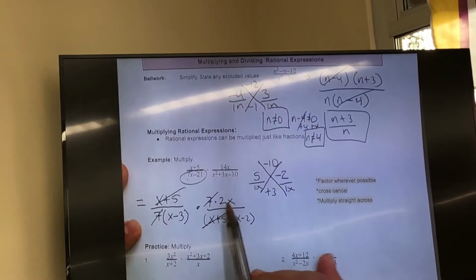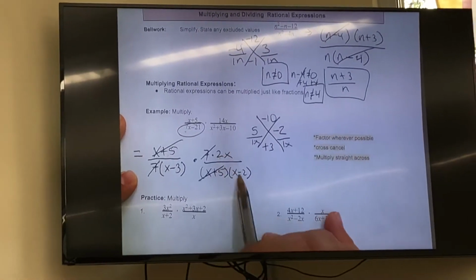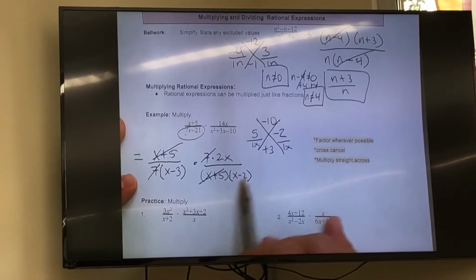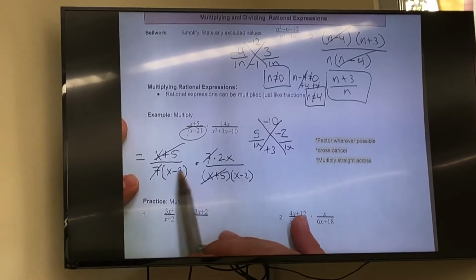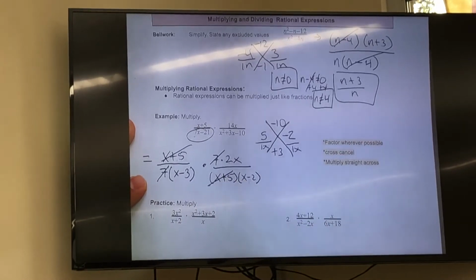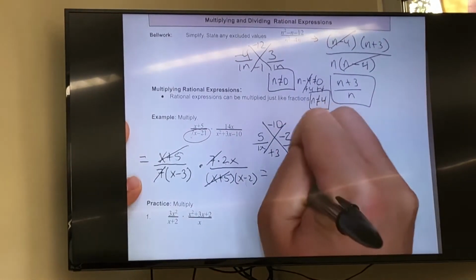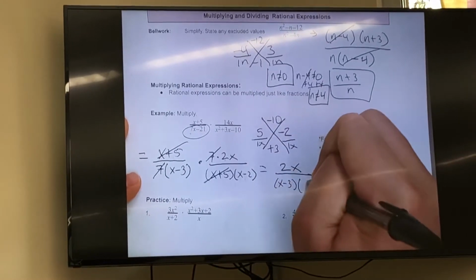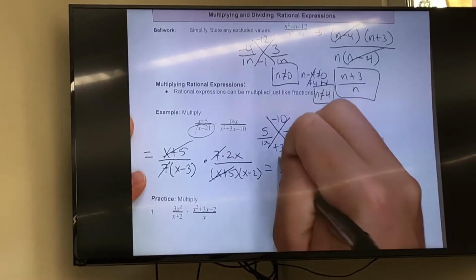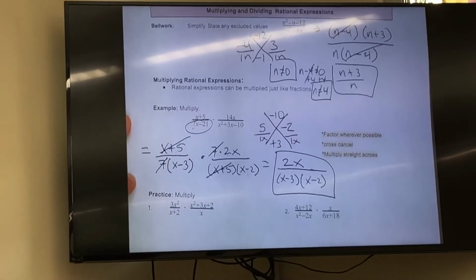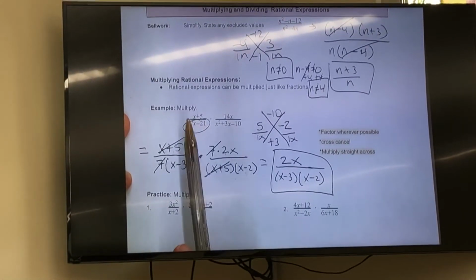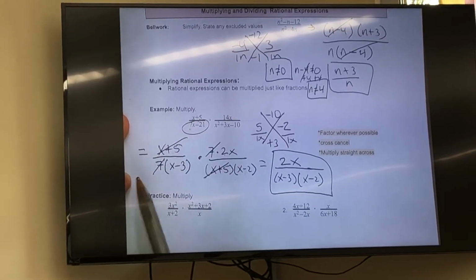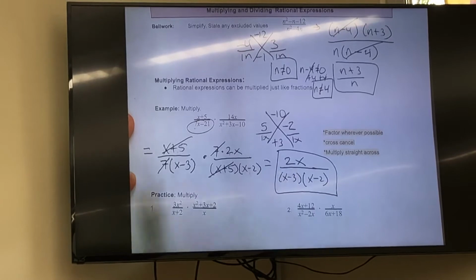Be careful, common mistake, even though this is a 2x, this is an x minus 2. These cannot be treated separately. It's a pair, they're together. That x cannot cancel with either of those, so our final answer will be the 2x on top over the x minus 3 and the x minus 2. Again, it doesn't say any excluded values or anything like that, so don't worry about checking that on this type of problem. We're just going to leave it with the simplified version.